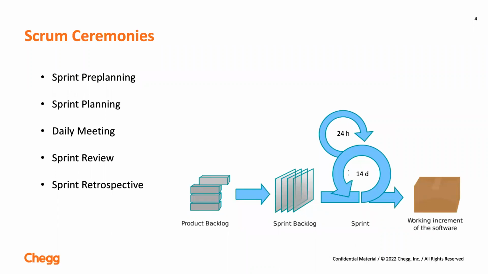Okay, so a typical Scrum process looks as following. It starts with a sprint pre-planning meeting, in which we discuss the scope of the sprint, followed by a planning meeting, which details the tasks that we will work on. Every day we have a daily sync meeting, and at the end of the sprint, we review the work that was done within the sprint and discuss what we can improve in the future in the retrospective meeting.